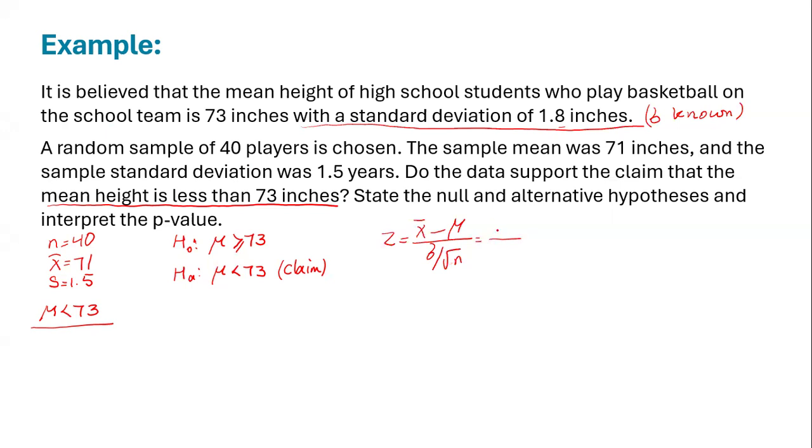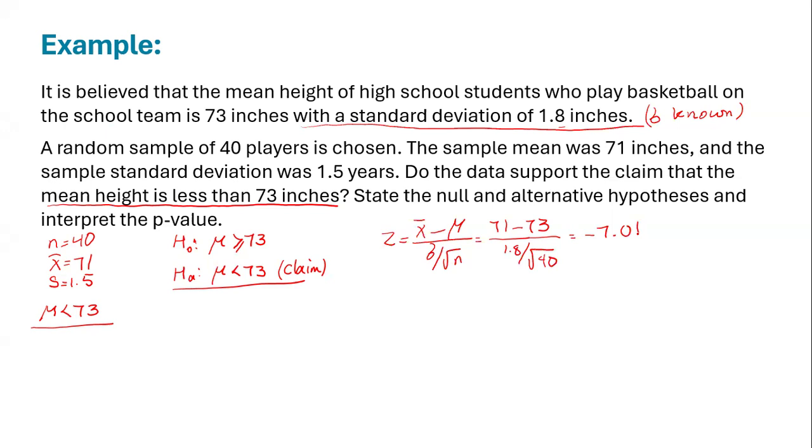X bar is 71 minus mu is 73. Mu is always from the claim. Sigma is 1.8 over the square root of 40. And the z is equal to negative 7.01.